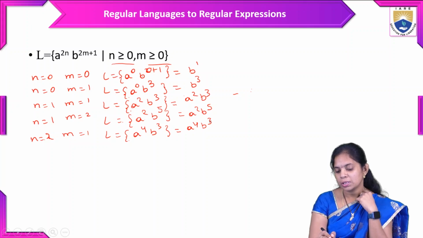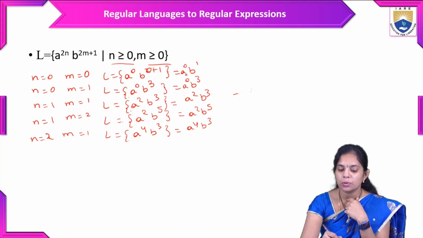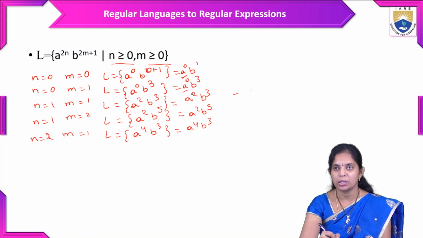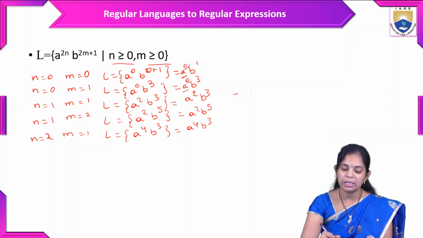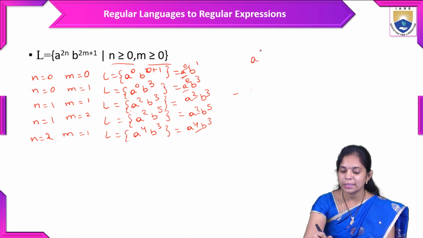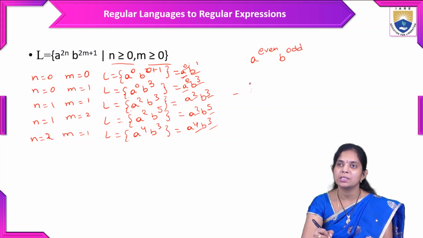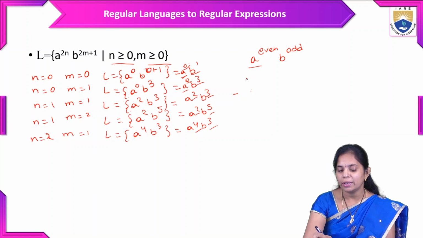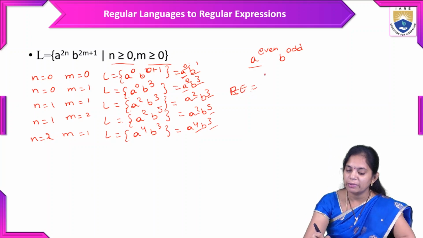So if you observe continuously, we are getting a power 0 here, and here also a power 0. If you observe the strings, the power of a is always an even number and the power of b is an odd number. So for these languages, we will write the expression. For a power even, we already discussed in the previous video, even number of a's we write as aa star.